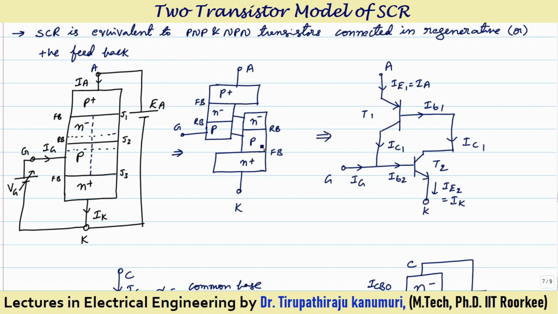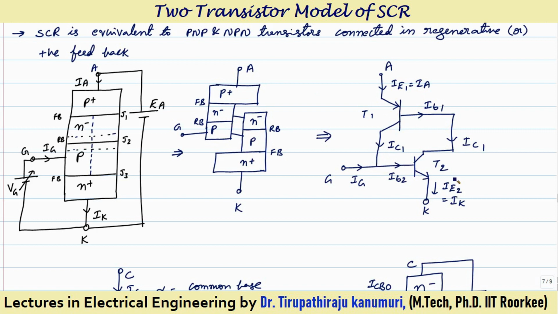So here it is: emitter, base and collector. You can tell that this base is connected to the collector of the second transistor. Similarly, the collector of the first transistor is connected to the base of the second transistor.